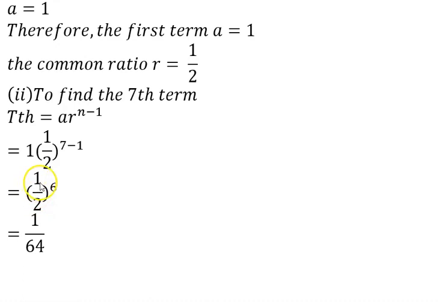If you say 1 raised to power 6, it will still give us 1. But if you say 2 raised to power 6, it will give us what? 64. That means you are raising 2 to the power of 6. 2 times 2, 4, 4 times 2, 8, 8 times 2, 16, 16 times 2, 32, 32 times 2 will give us what? 64. So our 7th term of this geometric progression is what? 1 over 64. If our first term is 1, our common ratio is 1 over 2, our 7th term will be what? 1 over 64.